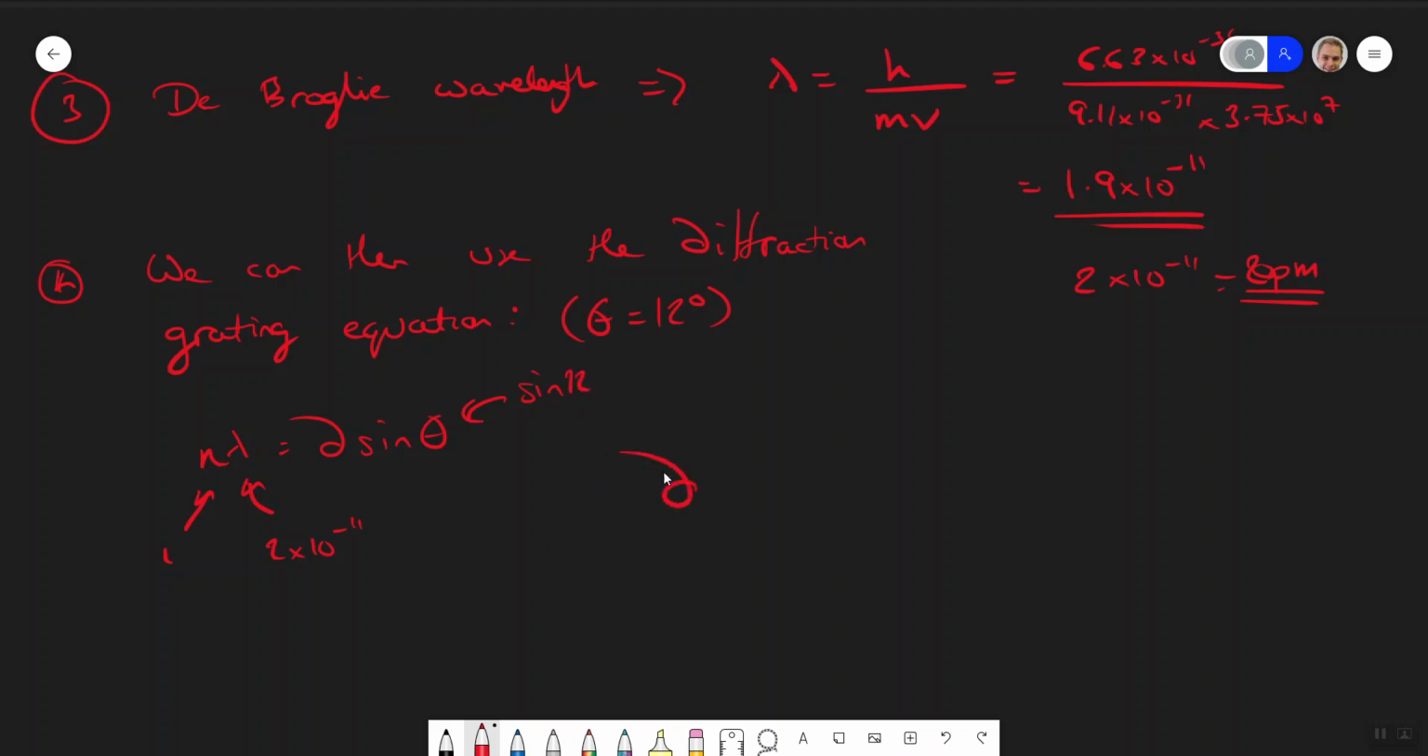So we've got d is 2 times 10 to the minus 11 over sine of 12. And for that, I get about 9 times 10 to the minus 11 meters, or around about 10 to the minus 10 meters, which is roughly the size of an atom.